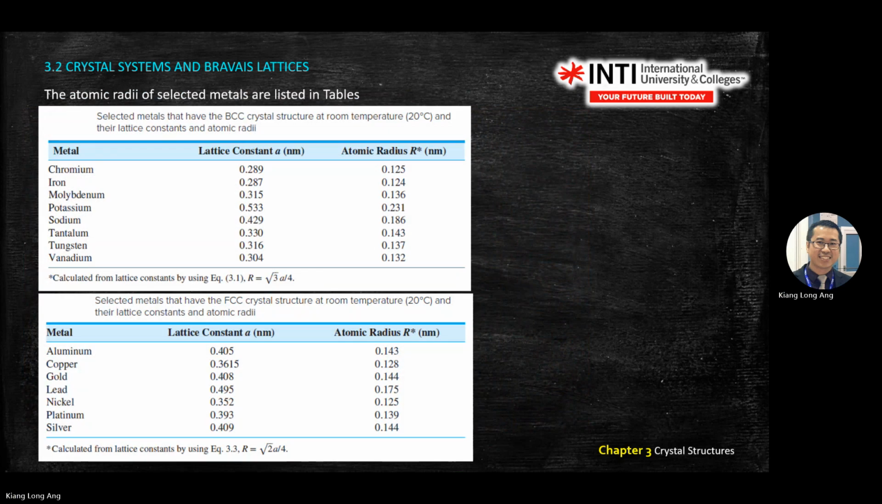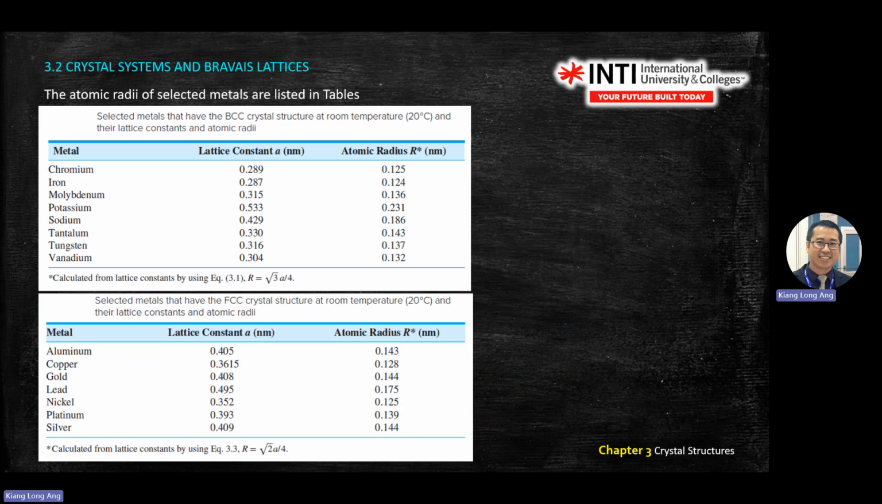Okay. Now this is the normal table that you will see in your final exam. Okay. Now you have the names of the metals. You have the lattice constant, which is the A. What is A? If you draw a lattice, this is your A. Okay. Atomic radius in nanometer. What do I mean by atomic radius?